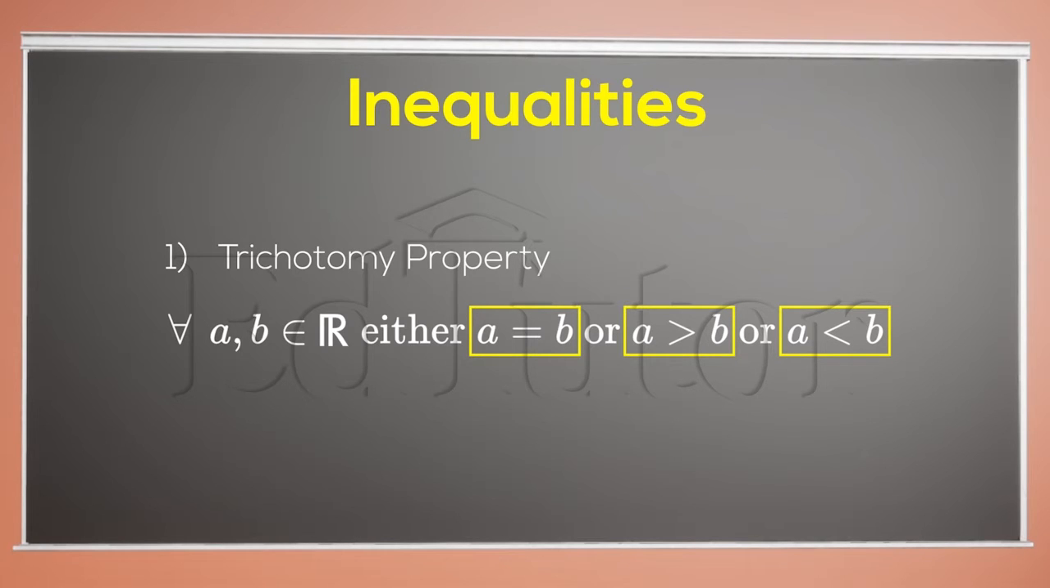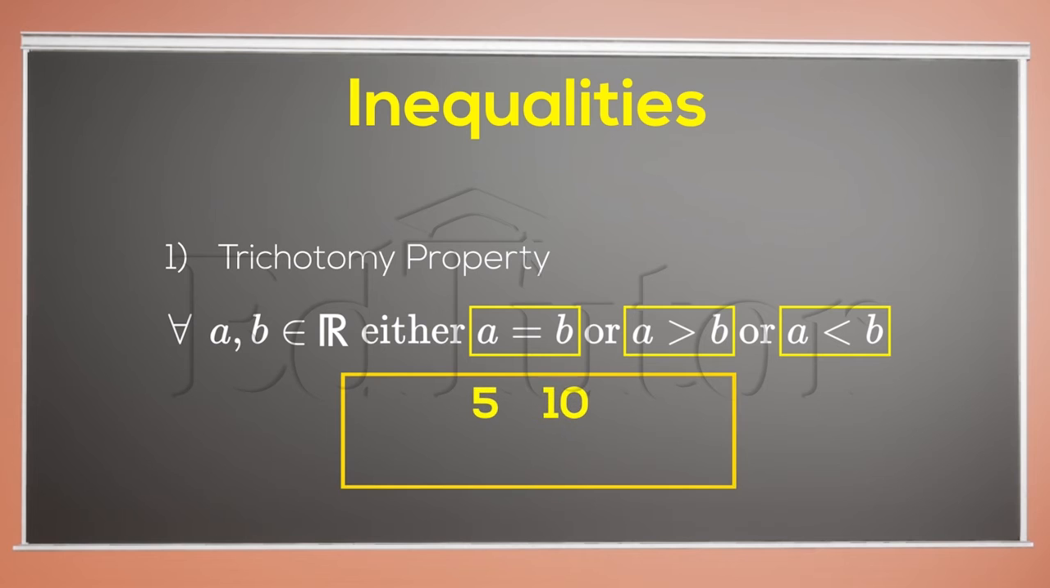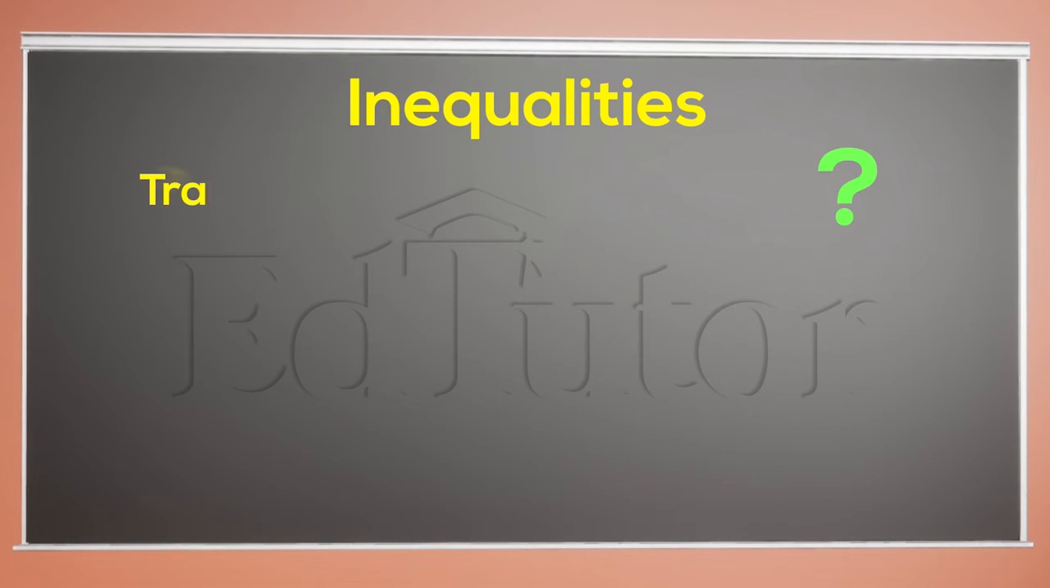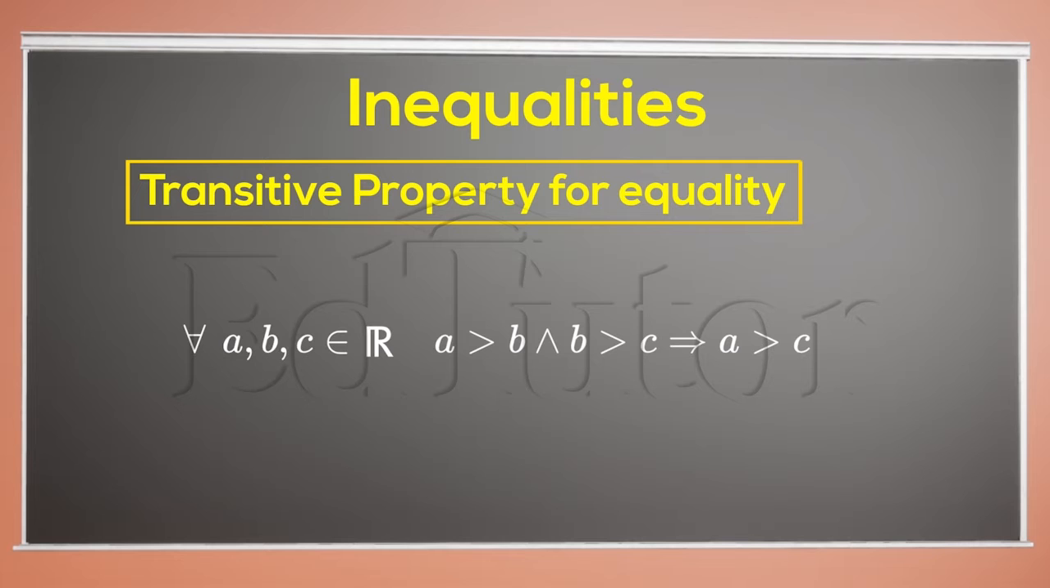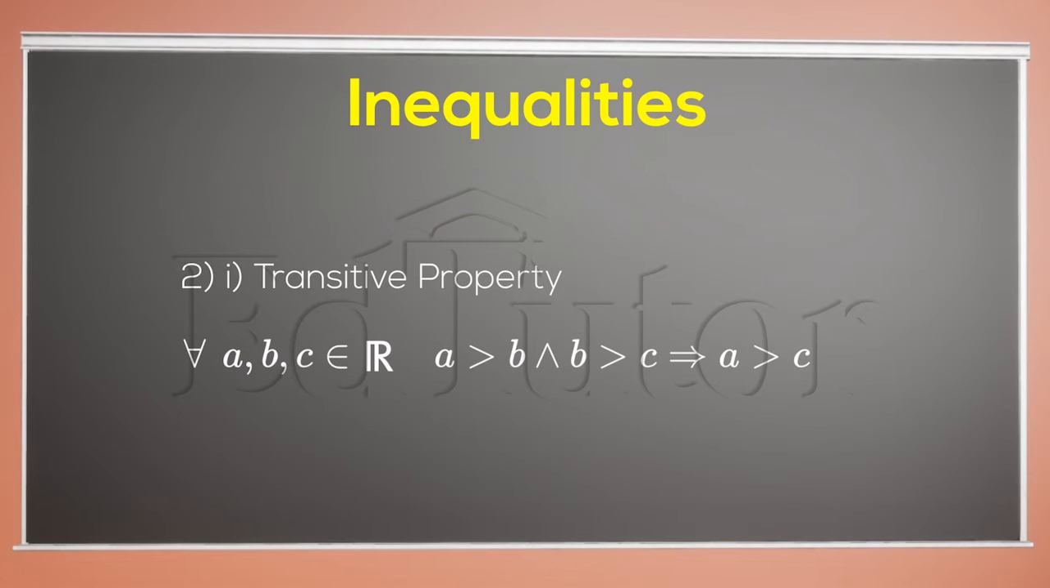Let's say we had two numbers, 5 and 10. What's their relationship? 10 is always greater than 5. It's simply not possible for it to be both greater and lesser than 5, or greater and equal. That seems ridiculous. Now, do you remember the transitive property for equality? It's similar for inequalities as well.